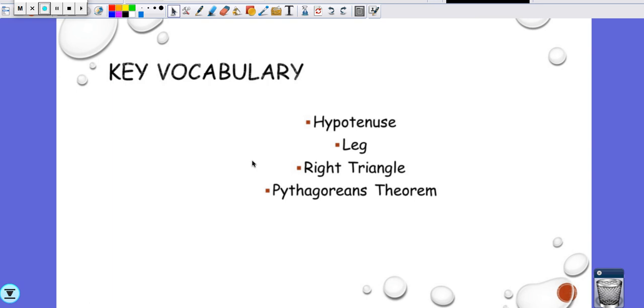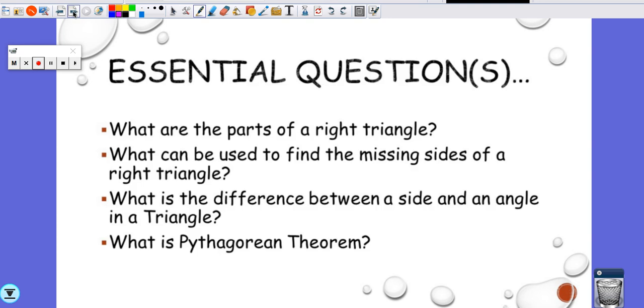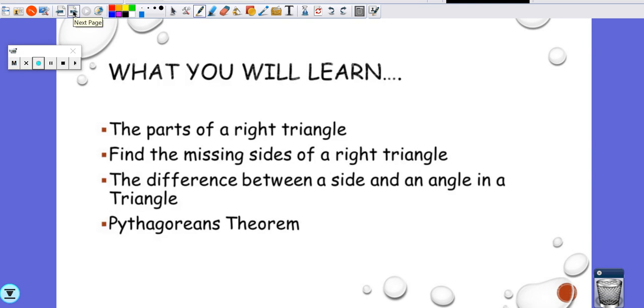Okay, all right, guys. Here is our key vocabulary. In this lesson, we're going to talk about the parts of a right triangle and Pythagorean's theorem. You've probably heard this in 8th grade or middle school, but we're just going to briefly go over it right quick to make sure that you thoroughly understand this, because we're going to build onto another topic from this.